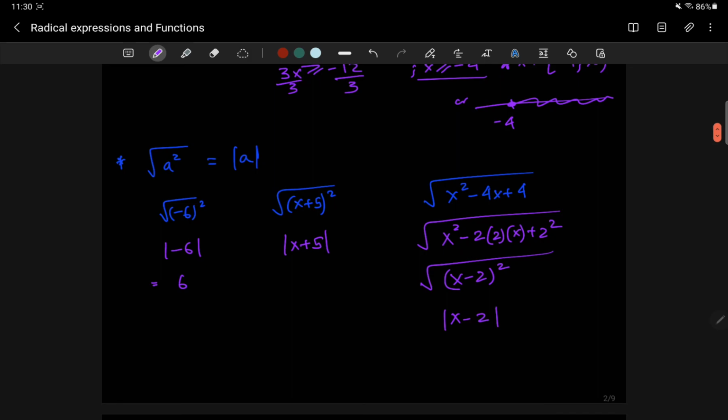Okay, so we're going to stop here in our discussion for square roots, and then we will proceed with higher roots like cube roots, fourth roots, fifth roots, and see if there is any very obvious pattern that we can make use of. Okay, thank you.